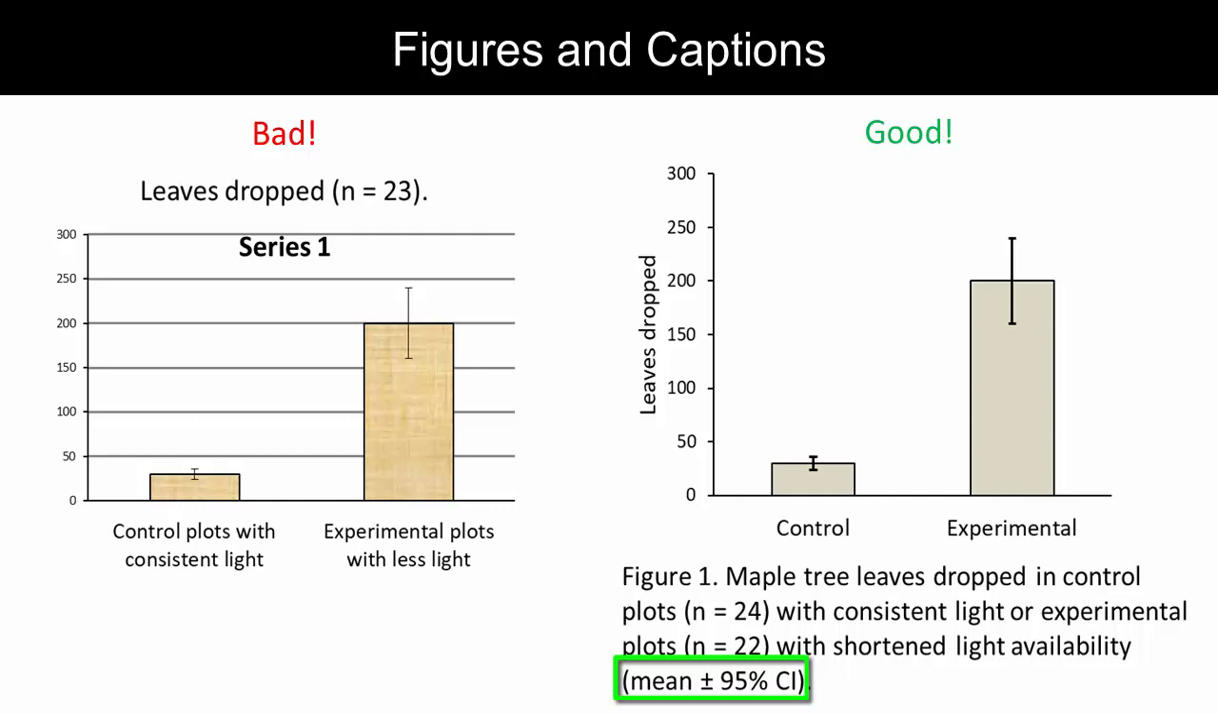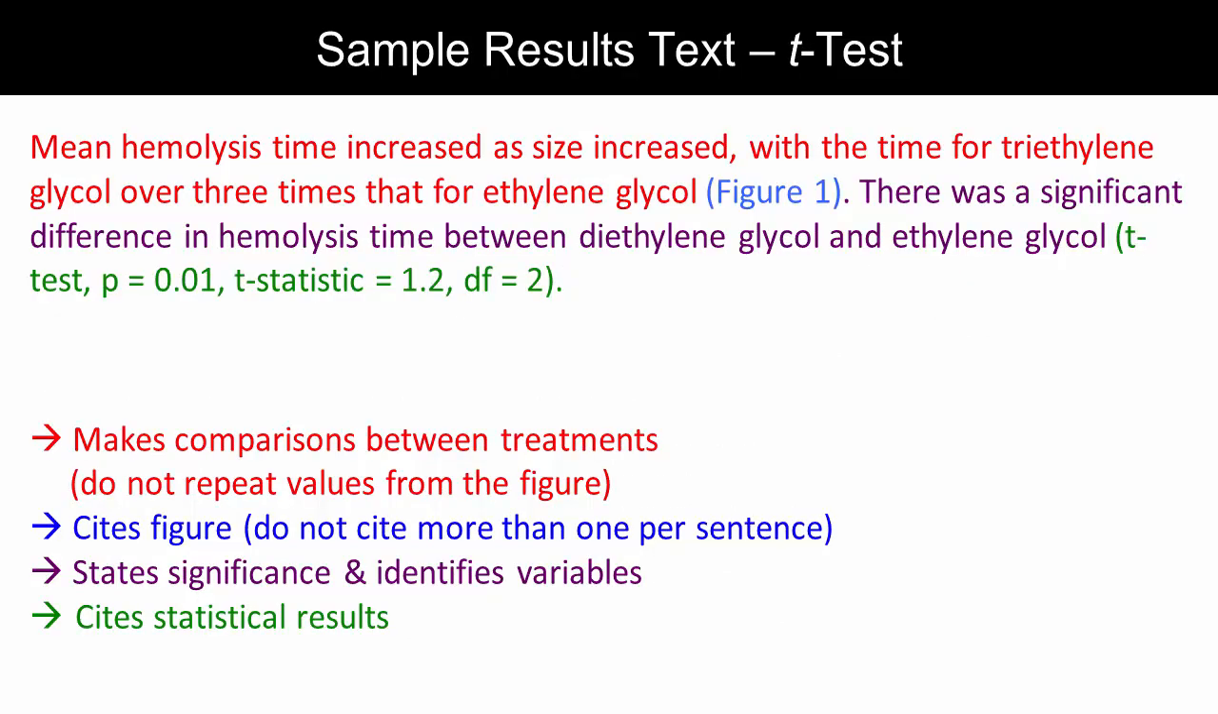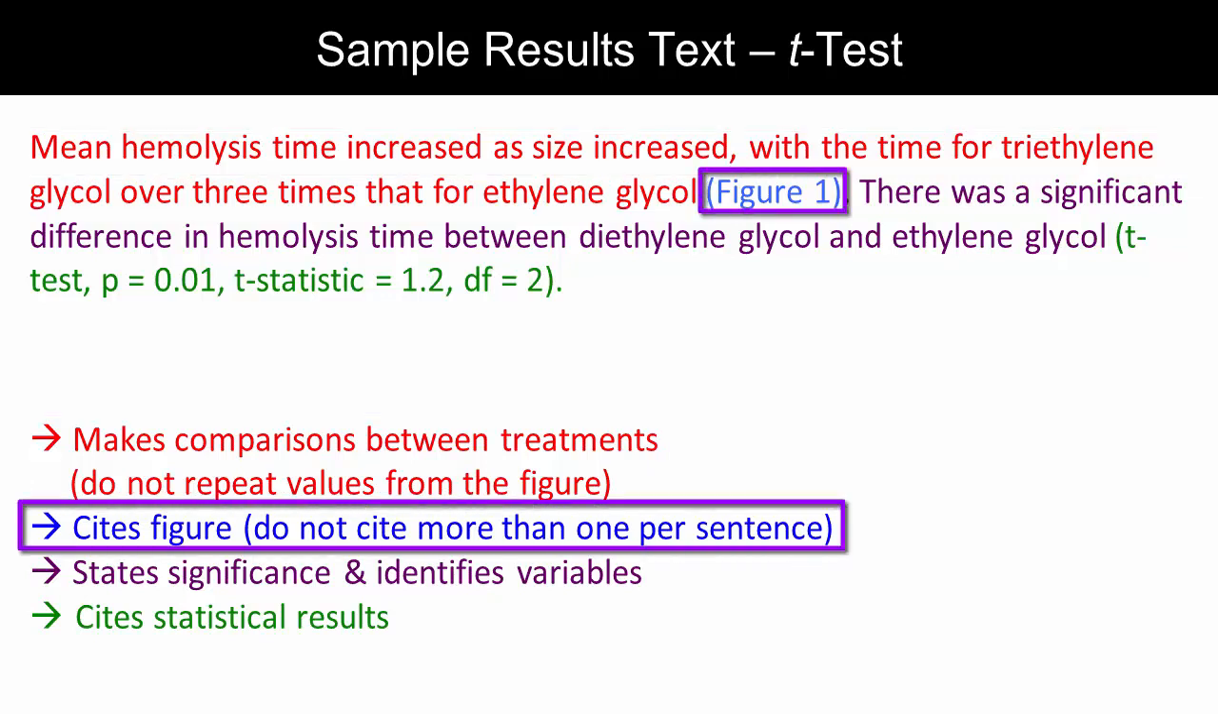You don't need to give the exact values for the means and 95% confidence intervals. The reader can roughly tell what they are by looking at the graph, and typically don't need to know the precise numbers. The results text should be in paragraph form, and provide comparisons between treatments and the results of your statistical analysis. Here's an example of a good results paragraph. It describes which treatment had the larger effect. It provides a rough magnitude of the difference for emphasis, but doesn't go into the specific values. Instead, there's a reference to the figure that displays that information.